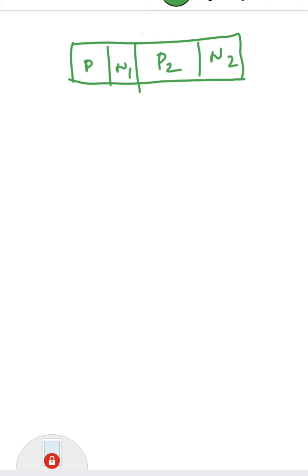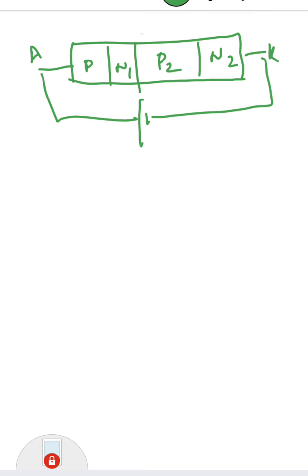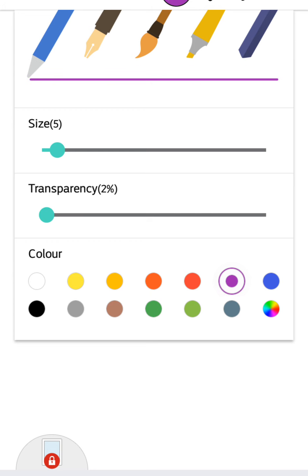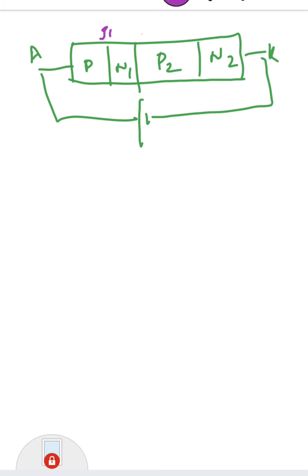So SCR is basically P1 N1, P2 N2, anode and cathode. Across anode and cathode I have applied a positive voltage. Junction J1 is in the forward biased condition. Junction J3 is in the forward biased condition, and junction J2 is in the reverse biased condition right now. Now what I am going to do is I am going to increase this voltage.